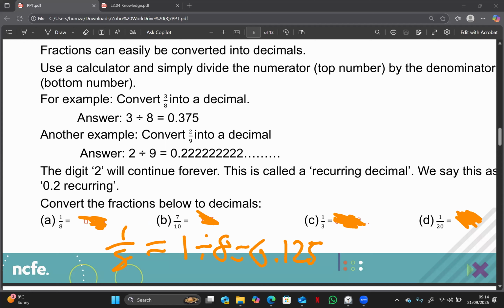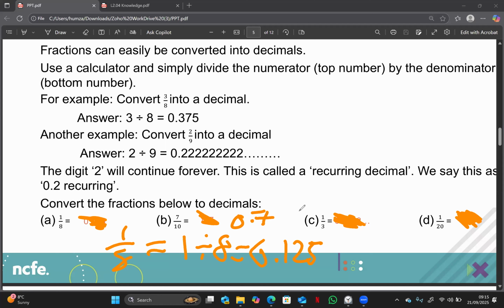Have you got a calculator with you or no? 7 divided by 10 will be 1 point... No, it shouldn't be 1 point. Let me see. 7 divided by 10 is 0.7. Yeah, 0.7. Exactly.